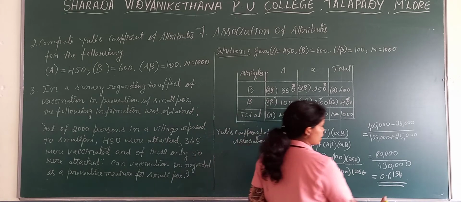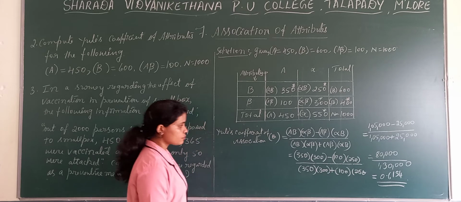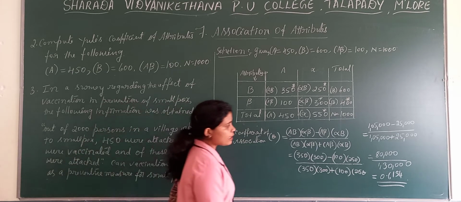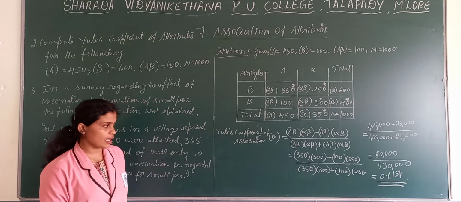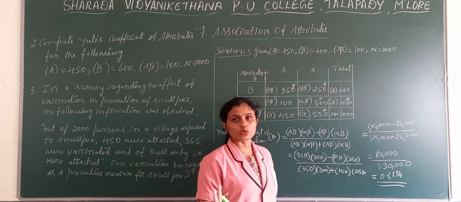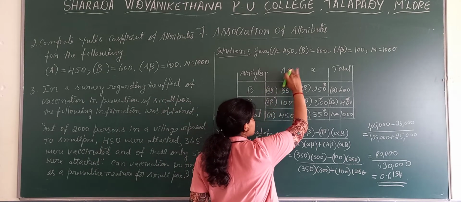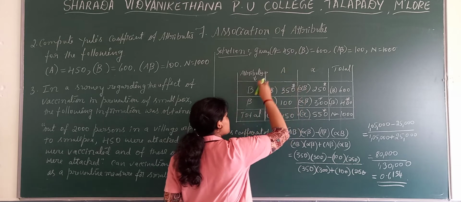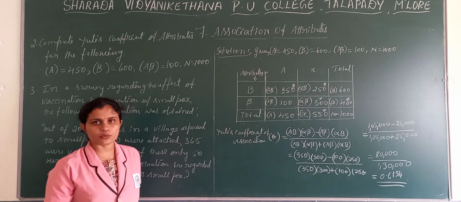What we need to conclude here? If we get positive, then we need to conclude that there is a positive association between the attributes. If we get negative answer, then there is a negative association between the attributes. If we get 0, then there is no association between two attributes. What are those two attributes? See here, they have not mentioned which are the attributes. As I said, they can give smoking, smoker, non-smoker, means smoking habit or literacy rates, employment or intelligence, such kind of things, two attributes they can mention.